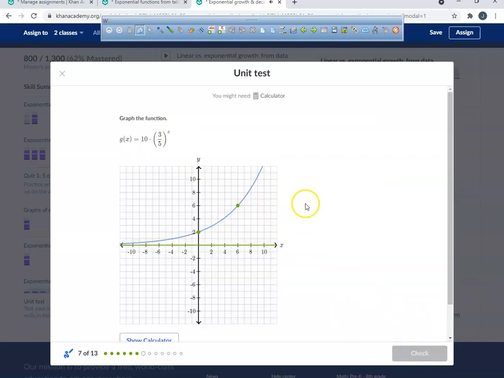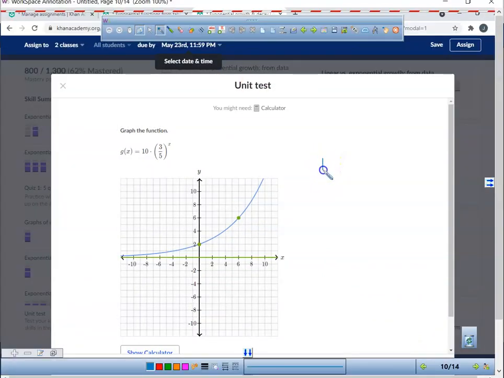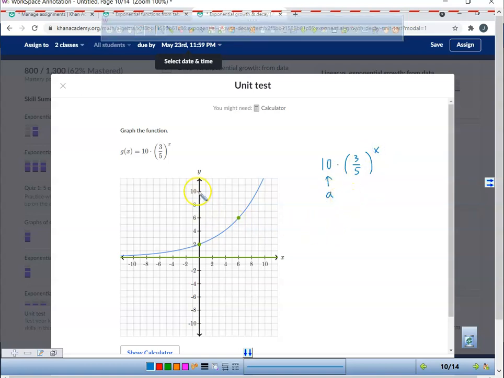Ooh, we get to graph this. Sweet. I'm not even going to use Desmos. You could use Desmos, but I'm not going to. So I have 10 times (3/5)^x. Ooh, that's my a value. So I'm going to put my point right there.